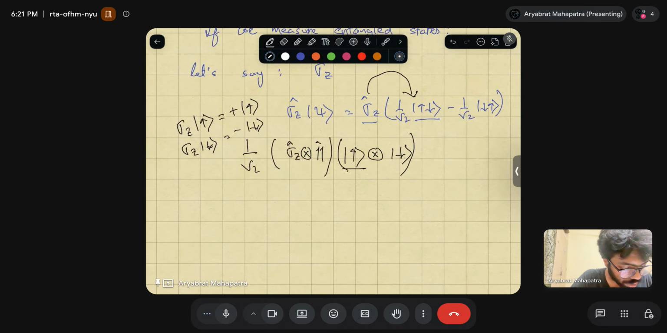So in a nutshell, what I mean to say is that in entangled states, only one measurement is sufficient to know the outcome of both the pairs.